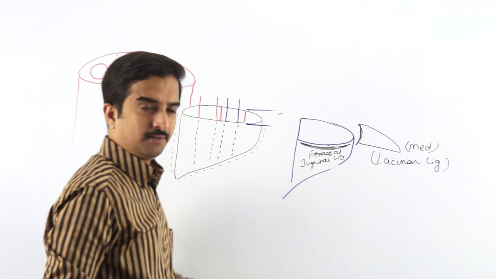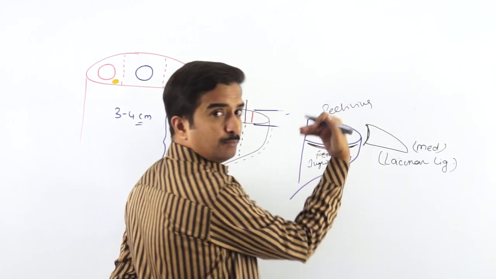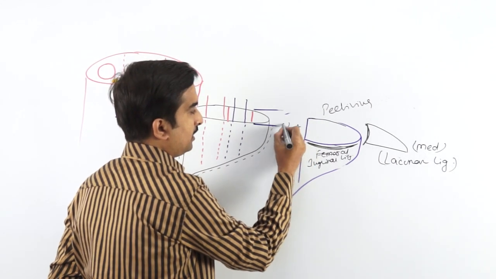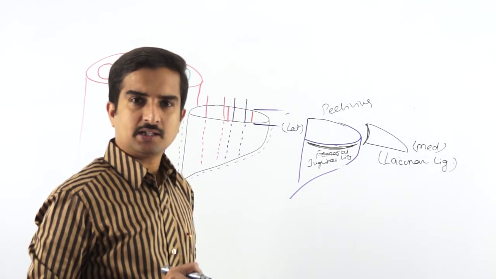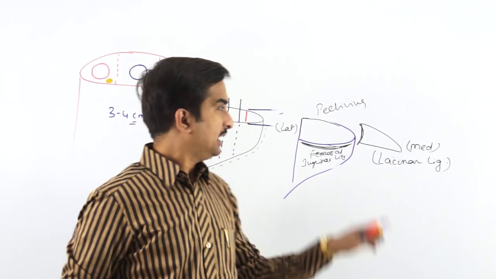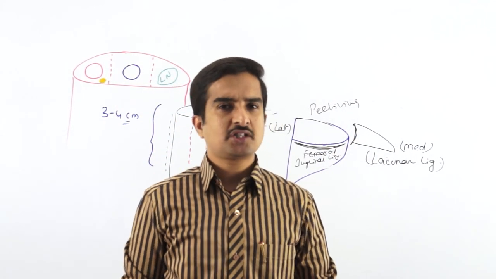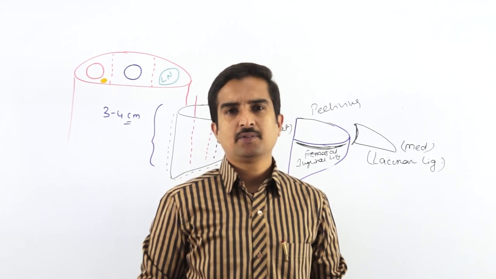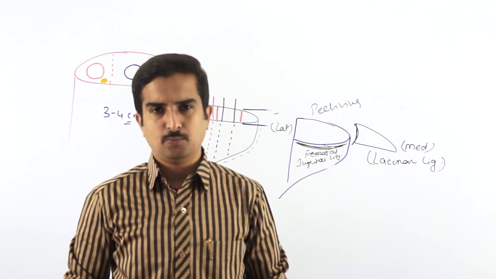Next, posteriorly, it is formed by pectineus. And laterally, it is bounded by the septum, which is separating the femoral vein. What are the boundaries of the femoral canal? Anteriorly, it is bounded by the inguinal ligament. Medially, it is bounded by the concave margin of the triangular ligament called the lacunar ligament. Posteriorly, it is bounded by the pectineus, and laterally, it is bounded by the septum, which is separating the intermediate compartment which contains the femoral vein, right?